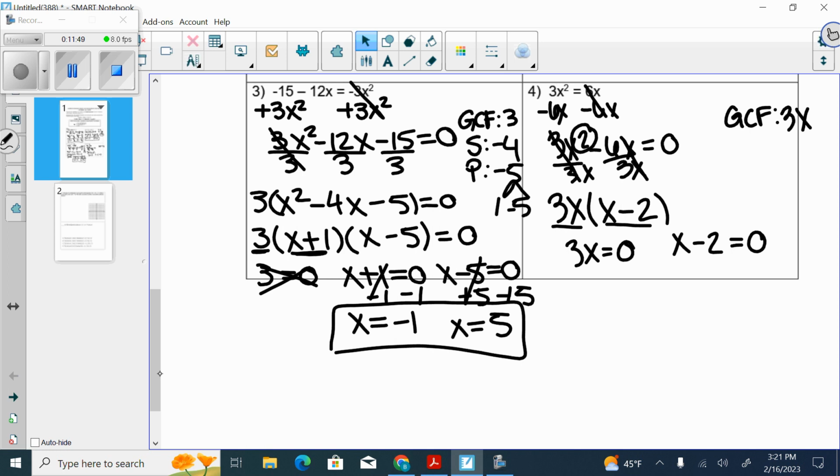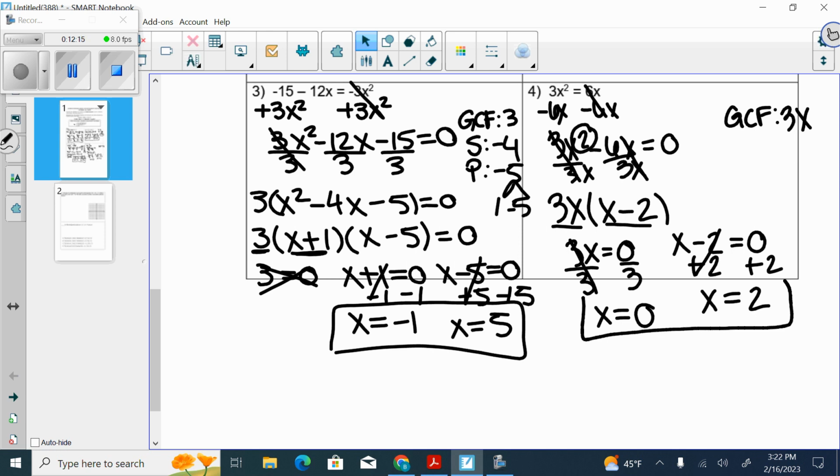All right. So how do I get rid of that 3 in front of the x? Divide. And what is 0 divided by 3? 0. And what do we do for this factor? Add 2. Nice. And 0 plus 2 is 2. So there are my zeros, or x-intercepts, or roots, or solutions, whatever we want to call them.